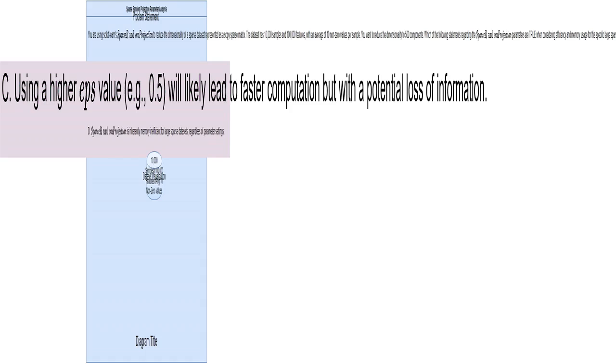The second option examines whether setting a smaller random_state, which controls the random number generator's seed for reproducibility, affects the performance of the algorithm. The third option focuses on the EPS parameter, which controls the density of the random projection matrix. It tests the understanding of the trade-off between computation speed. A higher EPS results in a sparser matrix, hence faster computation, and potential information loss.